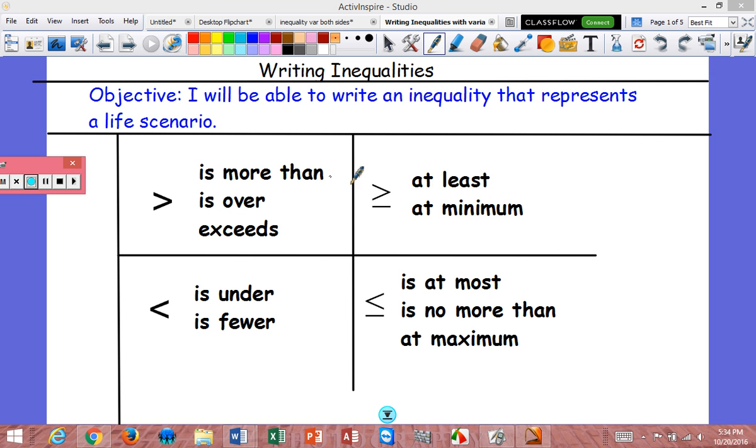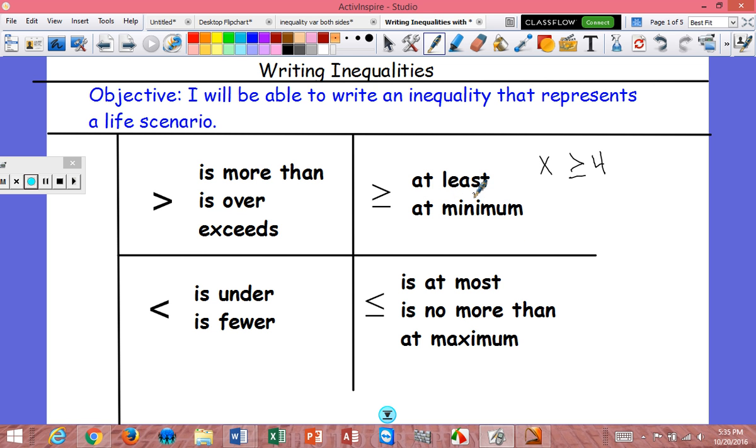Now it can get a little tricky if we need to use greater than or equal to, or less than or equal to. So greater than or equal to, you might see at least or at minimum. Okay? Now these words might seem like the opposite of what we would need, but let's talk about what they mean. Think about at least. If you go to an amusement park and they say that you have to be at least 4 feet to ride a certain roller coaster, that means that you have to be greater than or equal to 4 feet. So you must be 4 feet or above to be able to ride that roller coaster.